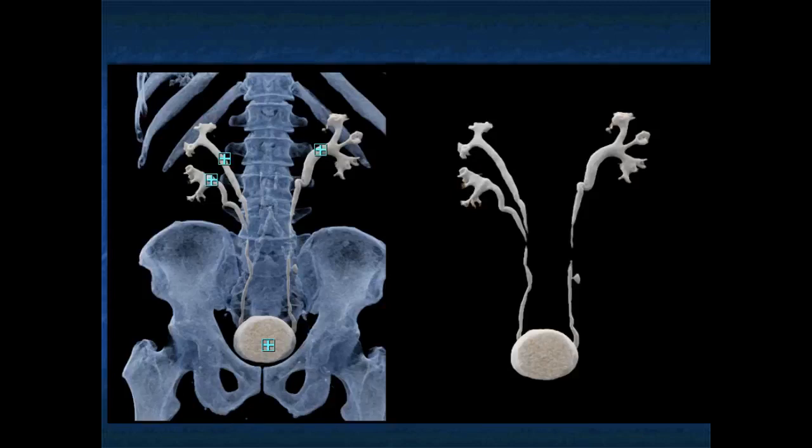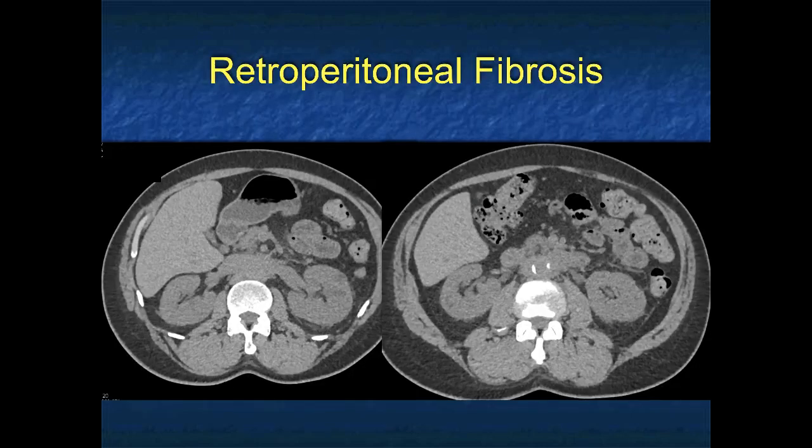On the CT urograms, the ureters are displaced medially, which is a classic thing with retroperitoneal fibrosis. So this was retroperitoneal fibrosis. Beautiful changes in the ureter, the aorta, and the kidneys.